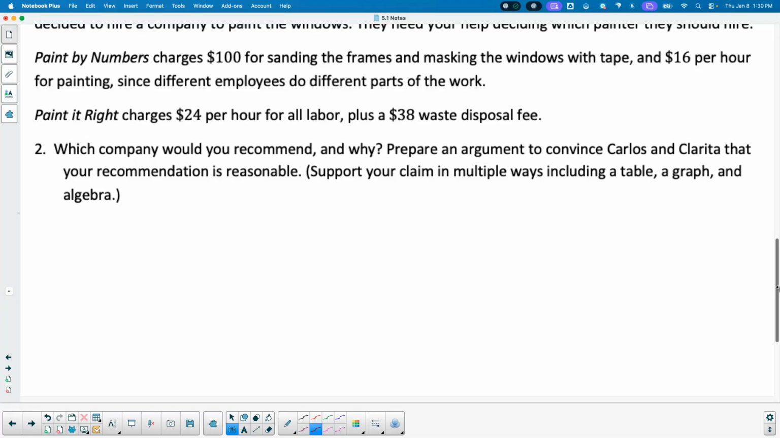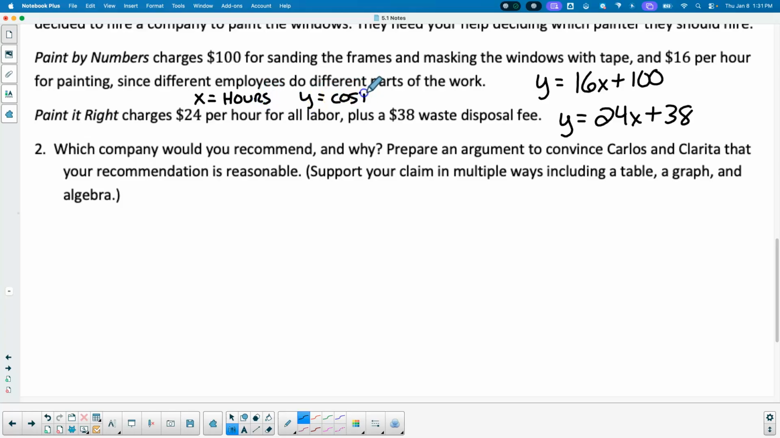Paint by Numbers charges $100 for sanding the frames and masking windows with tape, and $16 per hour. So that would be y equals 16x plus 100 for that one. Paint It Right charges $24 per hour plus $38 for disposable supplies. So that's 24x plus 38, where x is now the number of hours and y is the cost. Yes?